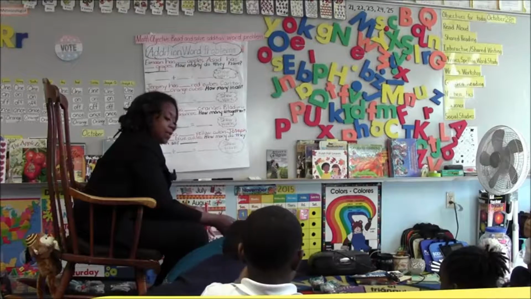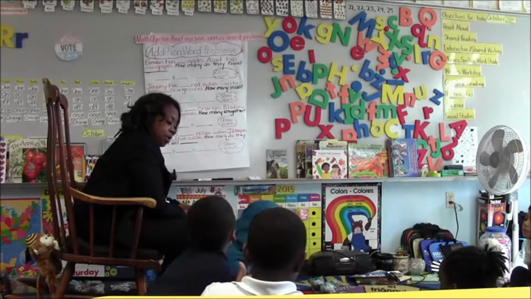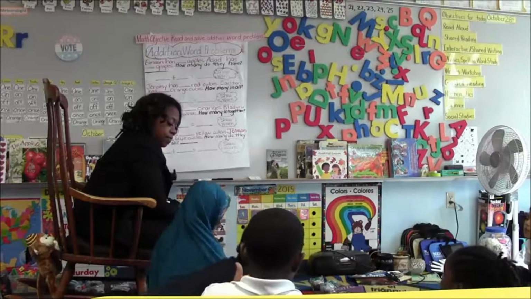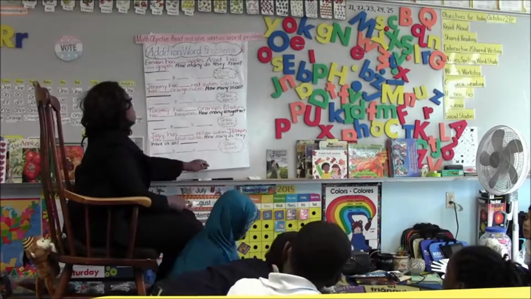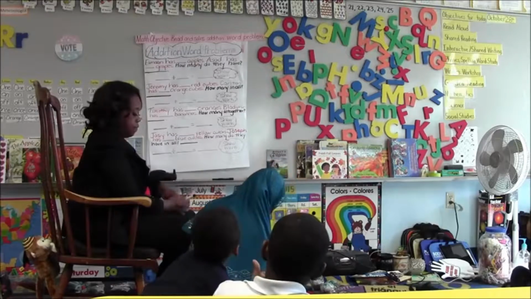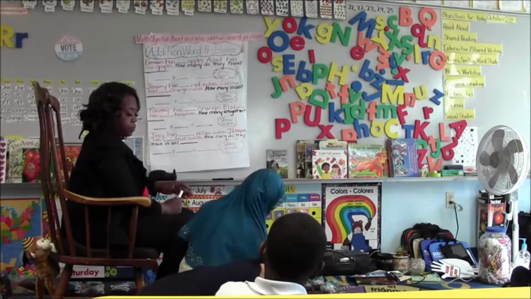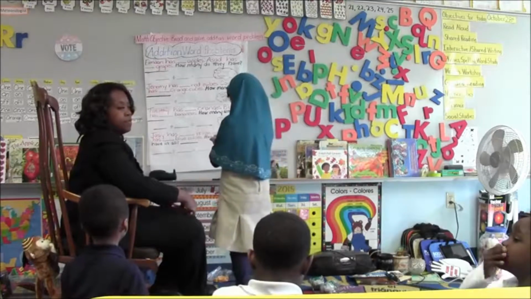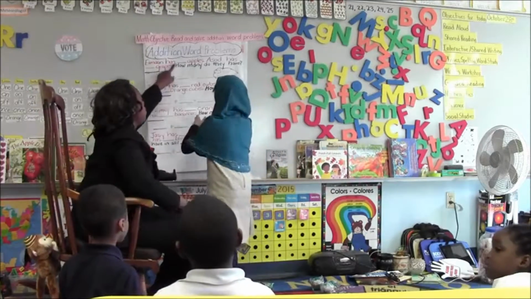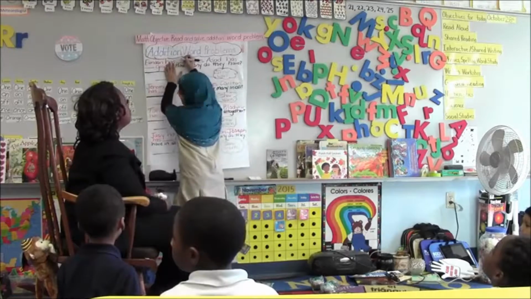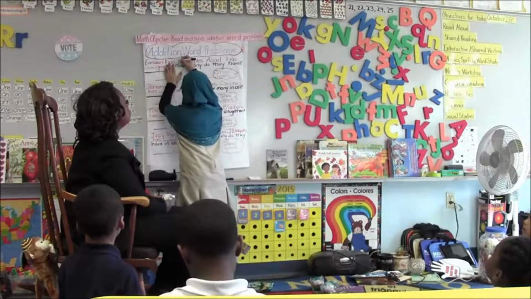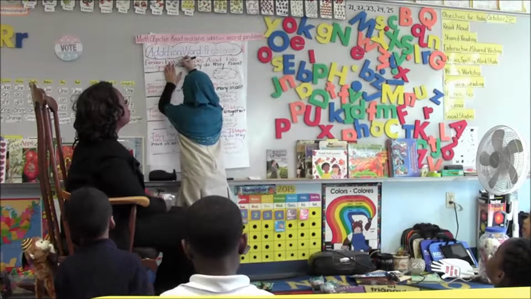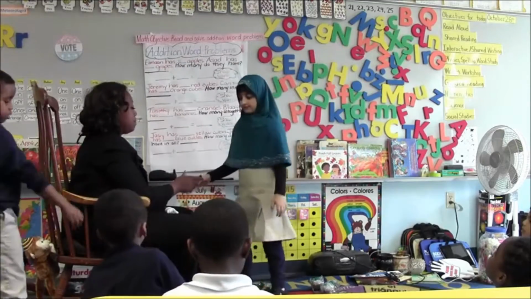You can sit back. That's why it's on the board so you can see. How many apples do you have? 5. Okay, Iman, I need you to come write 5. Let me count. Very good counters. Everybody agree that she has 5? All right, write 5 right here, Iman. All right, thank you, Iman.